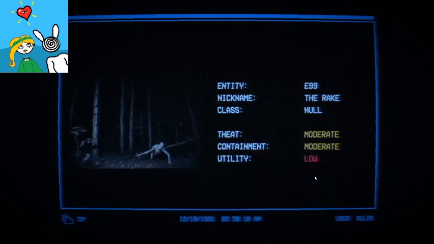Entity, E59. Nickname, The Rake. Class, Null. Threat, Moderate. Containment, Moderate. Utility, Low. After the elimination of the Wendigo, a new creature has seemingly taken its place in the Midwest of America and southern Canada. Humanoid in shape, the Rake has varying sized limbs but usually conforms to a white pasty color skin. Rakes hunt at night and humans are their favorite prey.